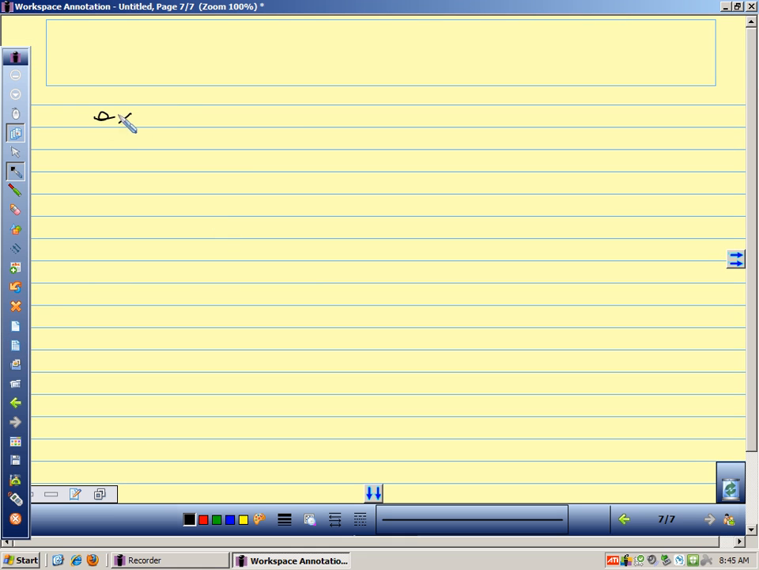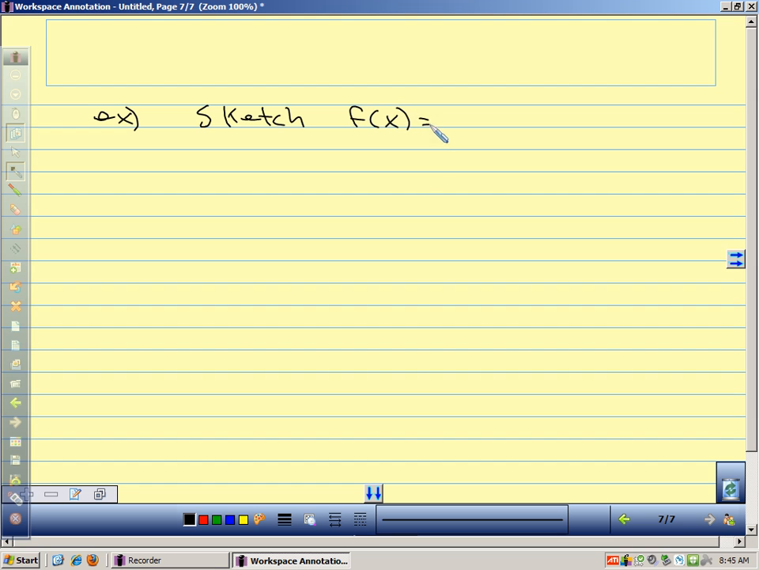So let's look at an example of plotting one of these functions. We want to sketch f of x equals x plus 1 over x. So we want to find our intercepts, our asymptotes, and plot some additional points.